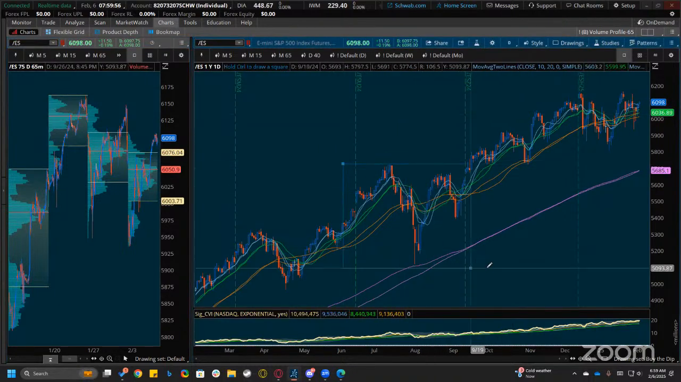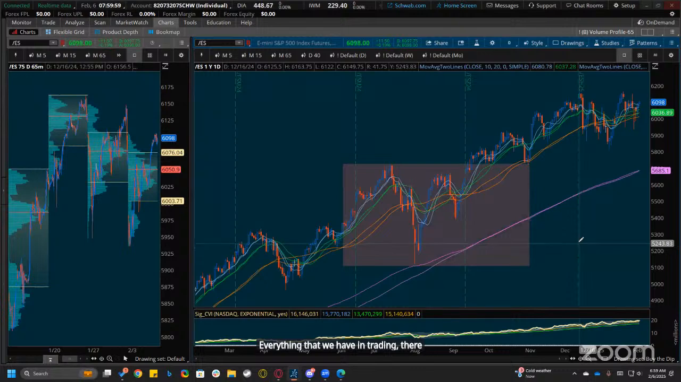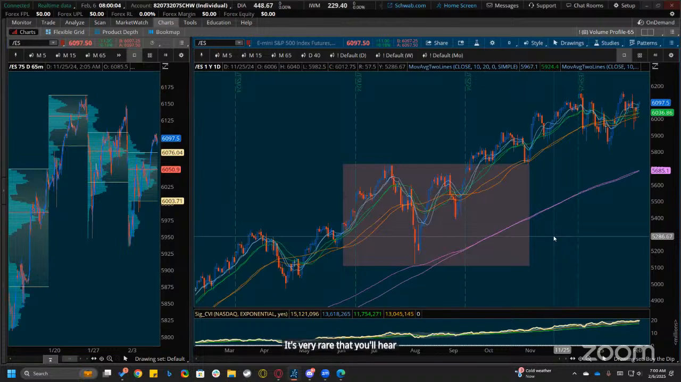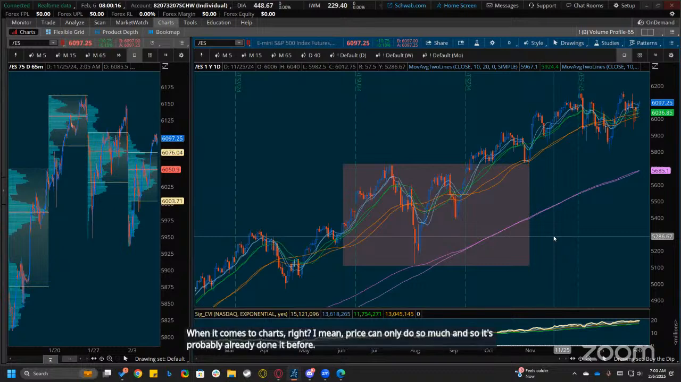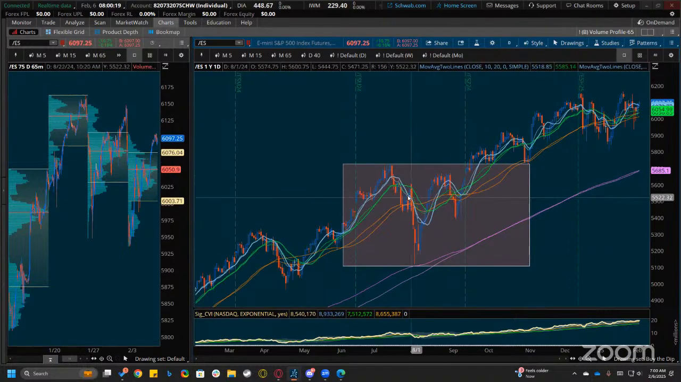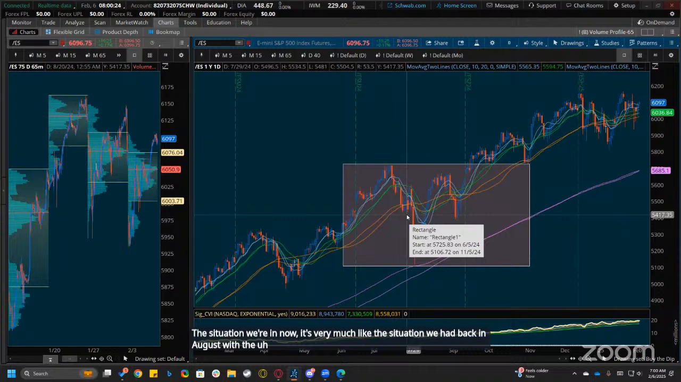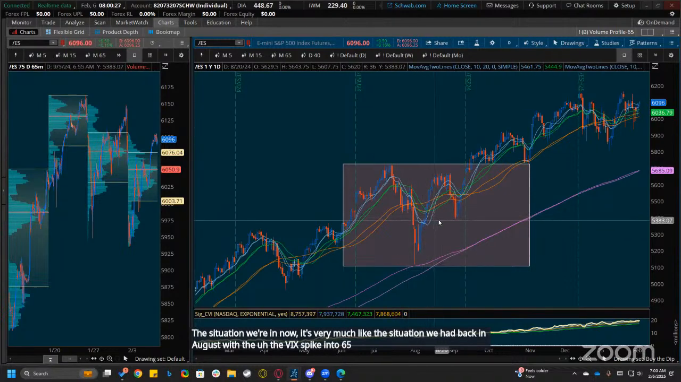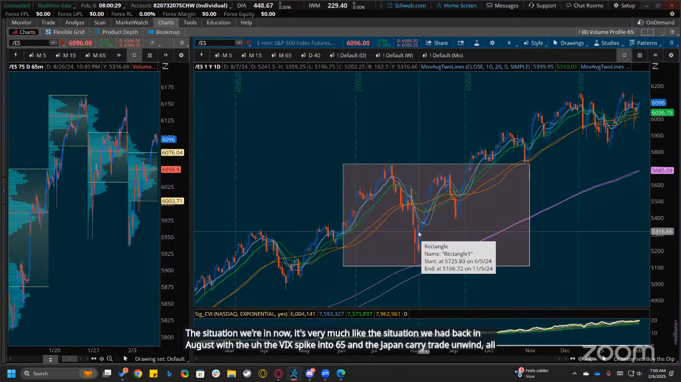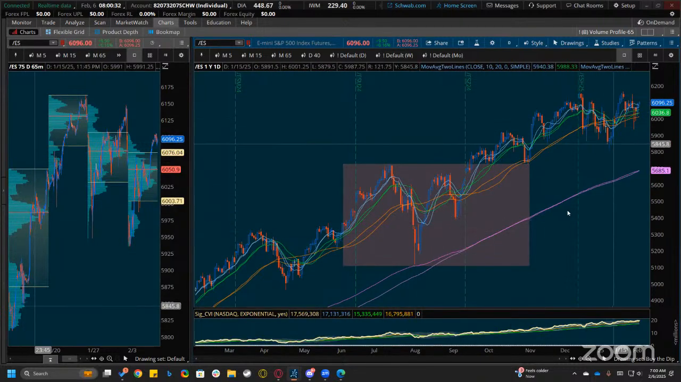Everything that we have in trading, there's nearly always previous examples, right? It's very rare that you'll hear an analyst say, oh wow, I've never seen that before when it comes to charts, right? Because price can only do so much, and so it's probably already done it before. The situation we're in now is very much like the situation we had back in August with the VIX spike into 65 and the Japan carry trade unwind, all that big mess from back here. It's just more sloppy this time, and we didn't drop as far.